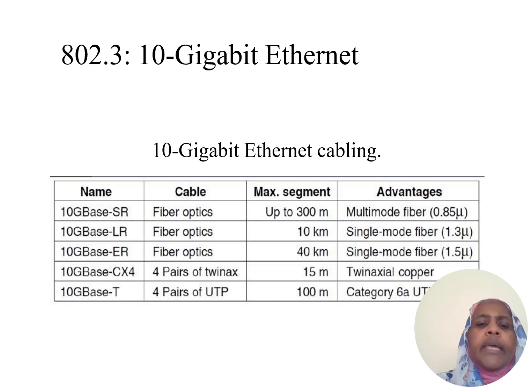10G BaseCX4, these are 4 pairs of twin axial cable, and it runs for 15 meters. And last, 10G BaseT, that is 4 pairs of unshielded twisted pair that runs for 100 meters, and it uses category 6 unshielded twisted pair.